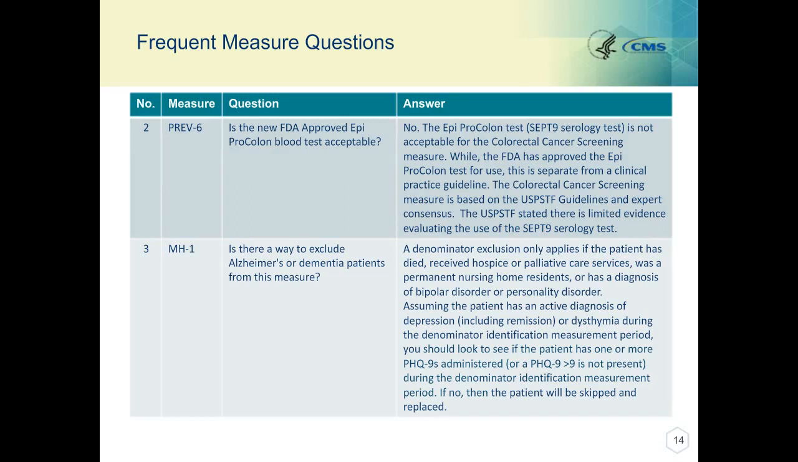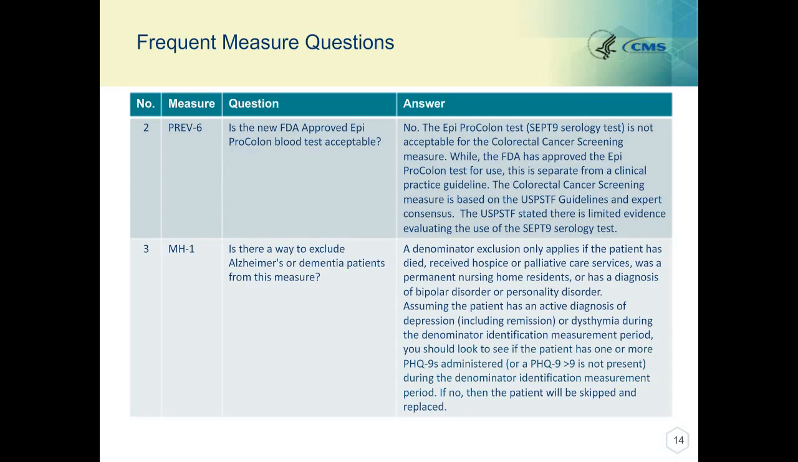And the last question that we've been receiving a lot, number 3, is for MH1. And folks are asking if there's a way to exclude patients who have Alzheimer's or dementia. A denominator exclusion only applies if the patient has recently died or has died, received hospice or palliative care services, has a permanent nursing home residence, or has an active diagnosis of bipolar disorder or personality disorder.